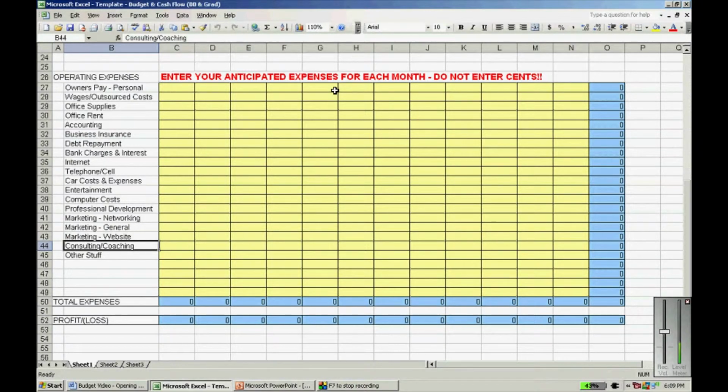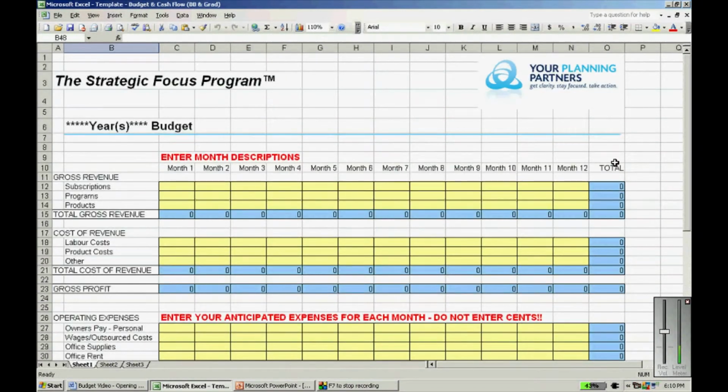Consulting, this is where you will enter YPP's program fees, or if you have a coach, the coach fees. And then there's room down here for other stuff. So that's the operating expenses, and as you can see, this template here totals them up for each month, and then totals them up over on the right here by each category. When we've got those, we can now start talking about revenue.